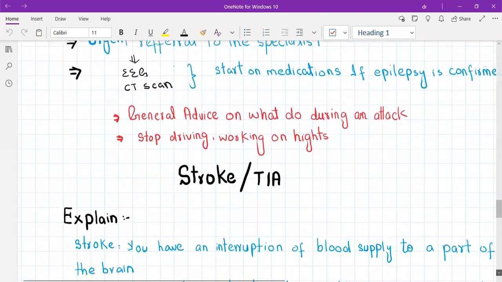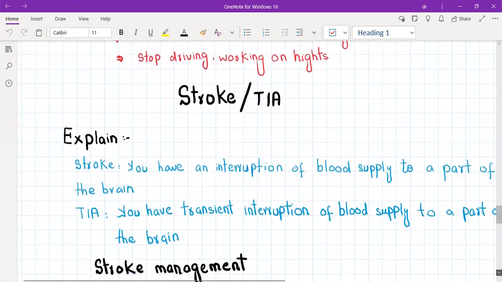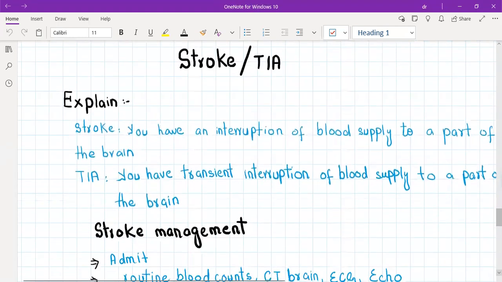Stroke and TIA. Now stroke and TIA can also present with a fall. If it is stroke, then you will explain you have an interruption of blood supply to a part of the brain. If it is TIA, you will say you have a transient interruption of blood supply to a part of the brain. In stroke, we will admit the patient.